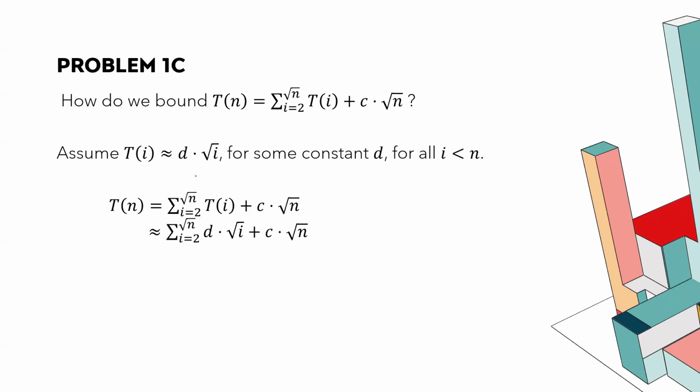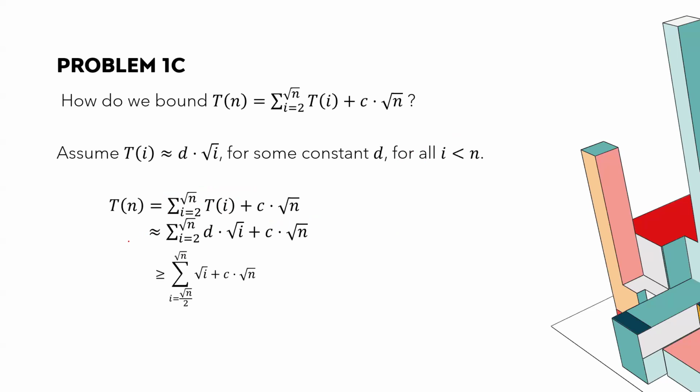Okay, so I write down my first line, which is by definition, right? And then I'm going to replace the Ti by d times square root i. This is by my assumption, right? Notice here that my i ranges from 2 to square root n. So there's good reason this is less than n, so we can do the replacement. This is by our inductive hypothesis. Okay, what do we do next?